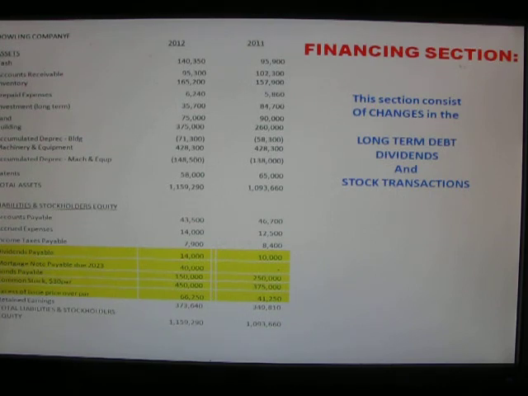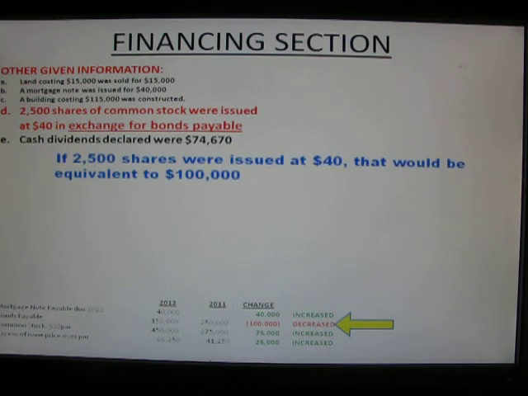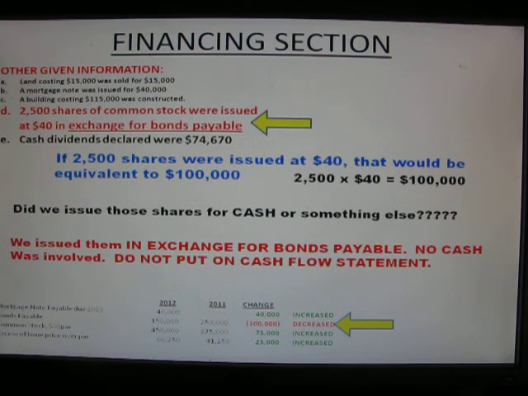Financing is long-term debt and equity transactions. Equity would be dividends and any stock transactions that are cash. So, we look at this first one, and we see that bonds payable went down, and we also see 2,500 shares of common stock were issued at $40 in exchange for bonds payable. So if 2,500 shares were issued at $40, that would be equivalent to 100,000. They tell us that those were not issued for cash. Do you see that they were issued in exchange for bonds?